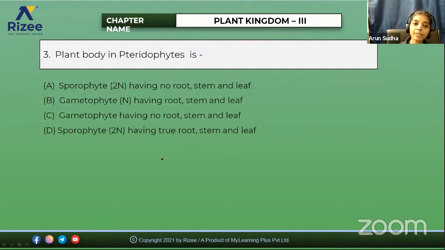The plant body in pteridophytes is: A, a sporophyte, diploid, having no root, stem, and leaf; B, a gametophyte, haploid, having root, stem, and leaf; C, a gametophyte having no root, stem, and leaf; D, a sporophyte, diploid, having true root, stem, and leaf. So the correct option is D. Yeah, good. Because the plant body is a sporophyte, diploid, and it has true root, stem, and leaf.